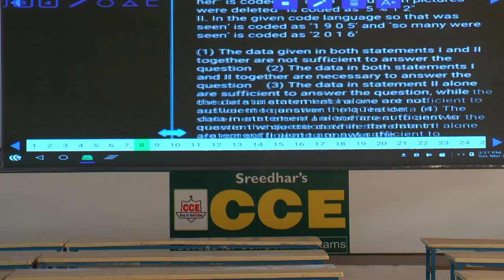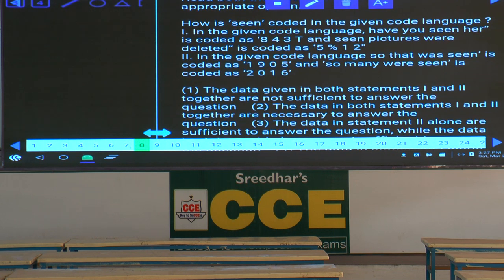Now in this question number 8, how is scene coded in the given code language? In the given code language, have you seen here is coded as 843T and scene pictures were deleted. It is coded as this one. Then tell me what are the words which are common, have you seen here? And scene is the only word which is common between these two. As there is only one word which is common, one code will be common. Hence the code to the word scene can be identified, isn't it? Hence statement one alone is sufficient.